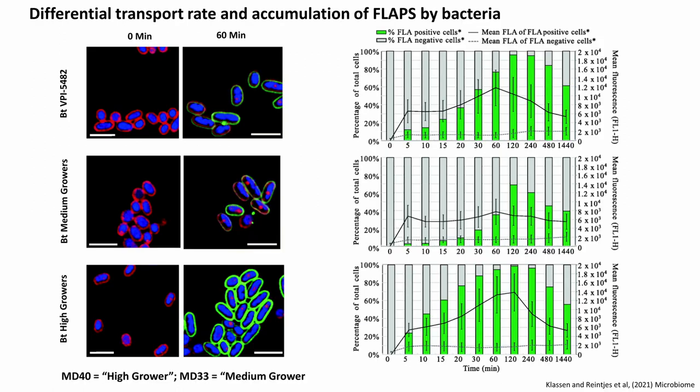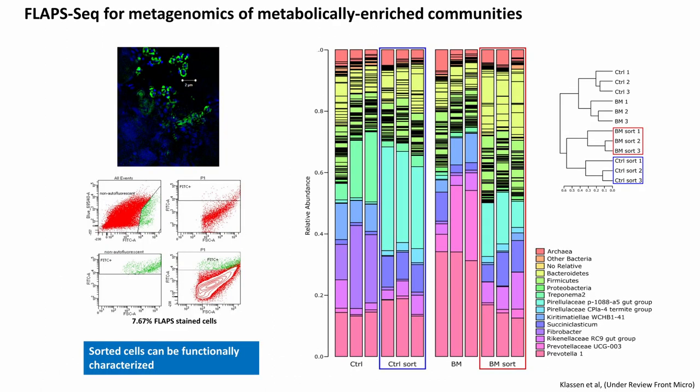And we've used it now to map out import or transport efficiency and define different foraging types and total accumulation and rate of import of polysaccharides. We've also used it now to sort cells so we can get enriched metabolic communities by pulling out the cells that are fluorescent for our polysaccharide.